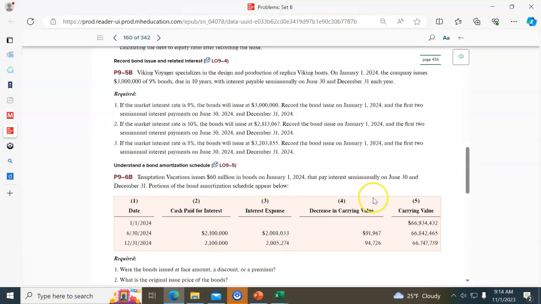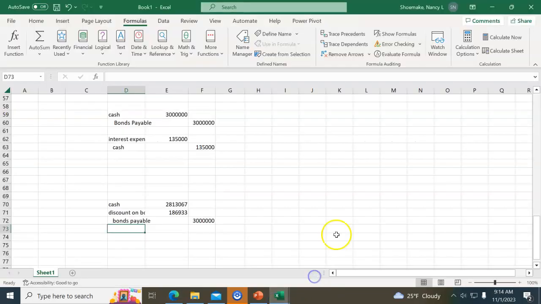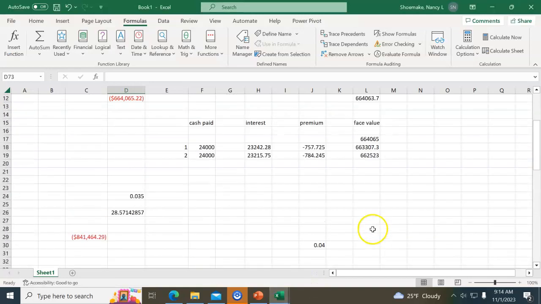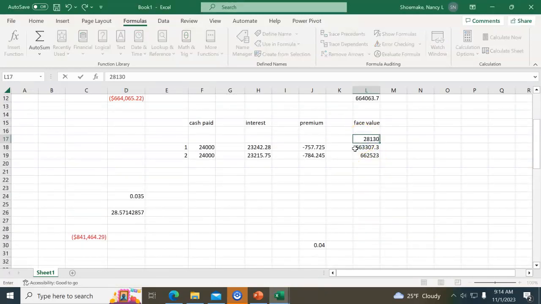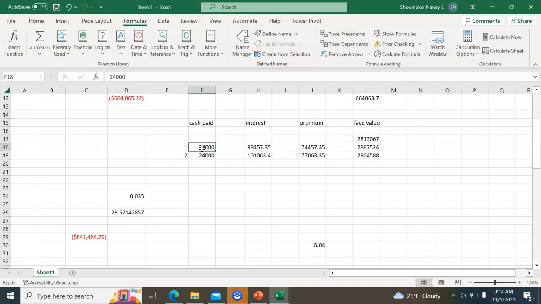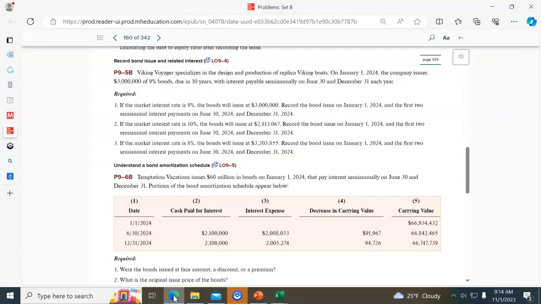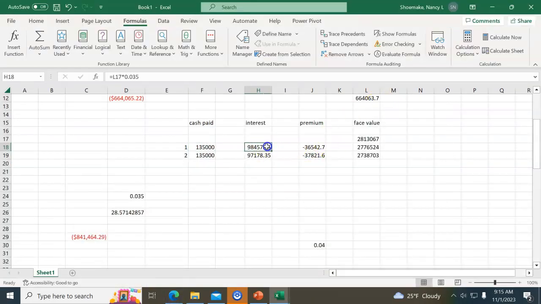So now the interest rate is 5% each period. So I just do my amortization schedule. 2,813,067. And how much is the payment amount? 135. And the interest rate, did I say, is 8 or 9? Oh, market rate is 10%. So if the market rate is 10%, wouldn't we take this amount times 5% because it's per period?